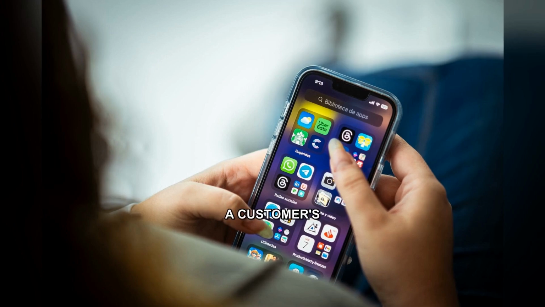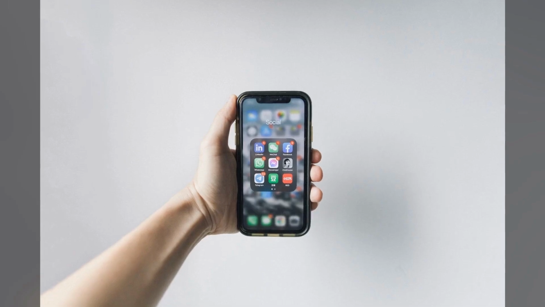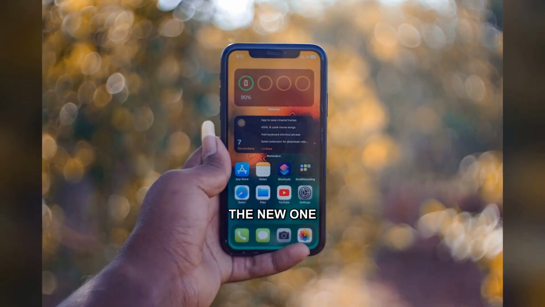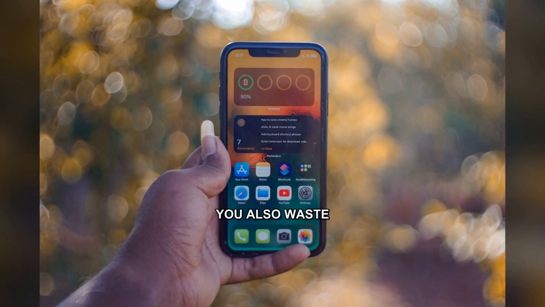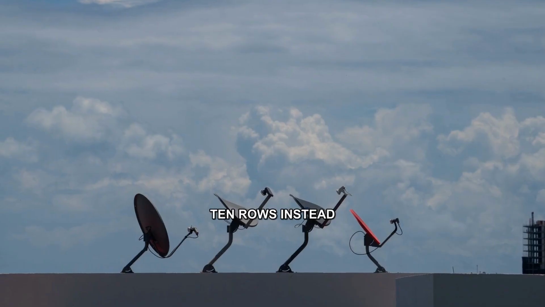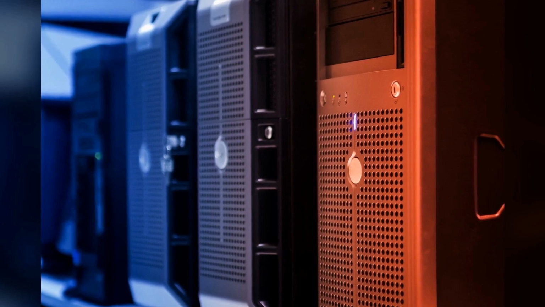Say you store a customer's address inside every order they place. The customer moves. Now you have 10 old orders with the old address and the new orders with the new one, which is correct. You also waste space repeating the same address, and updating it means touching 10 rows instead of 1. This is the cost of duplicating data carelessly.